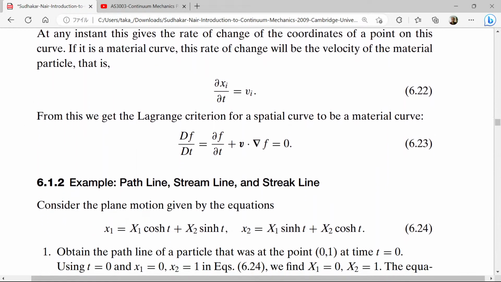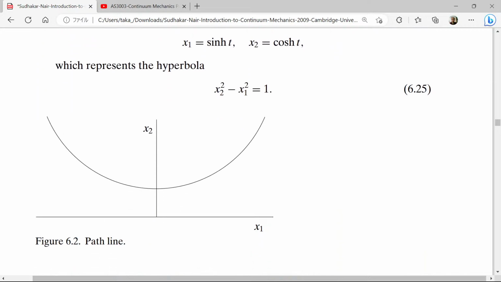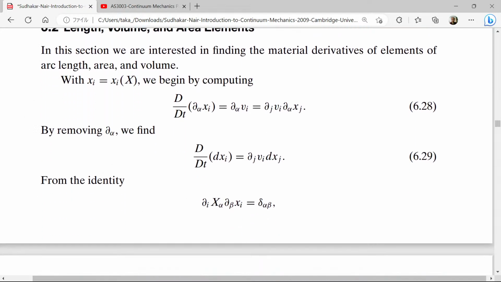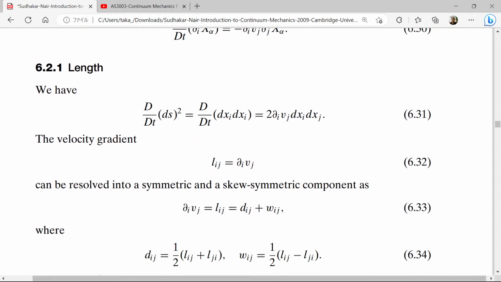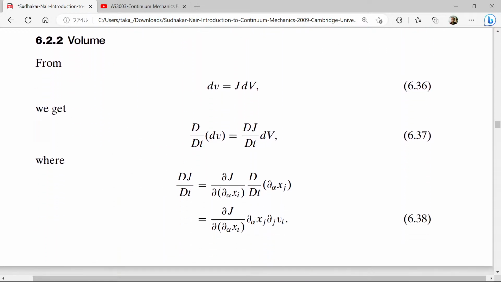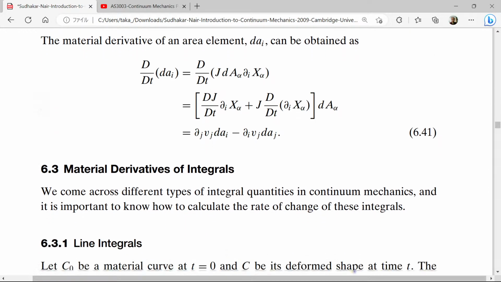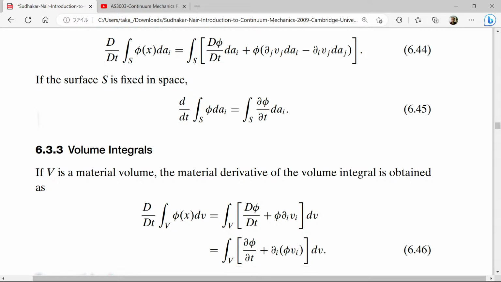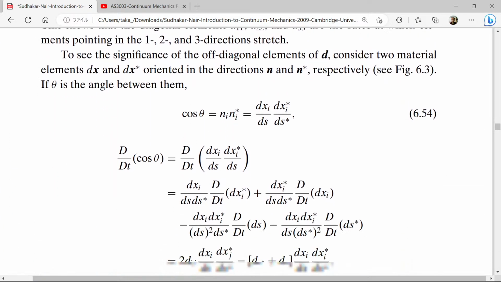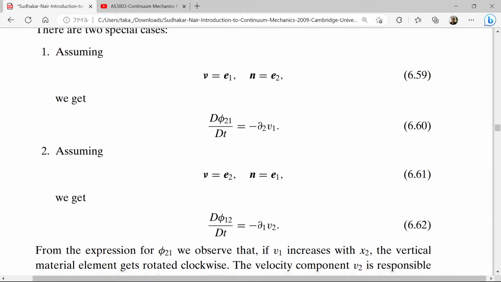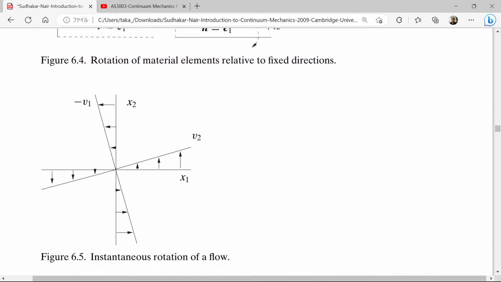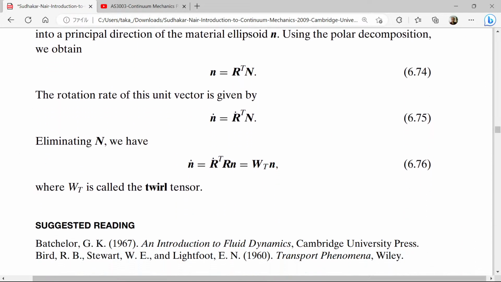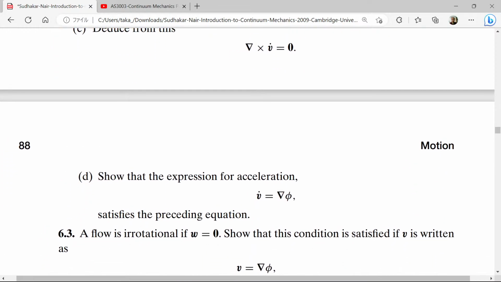I'm sorry, unfortunately this is not so easy. Let me see how many pages we have in chapter 6. Oh my god, we have lots of sections in chapter 6. How many things? This is the exercise. Okay, 88.